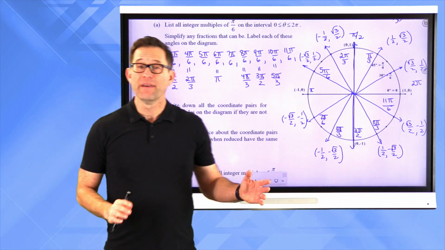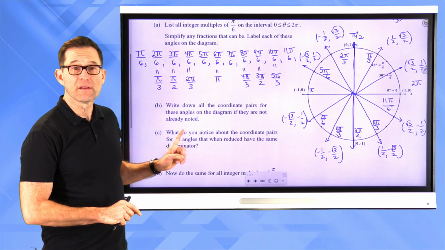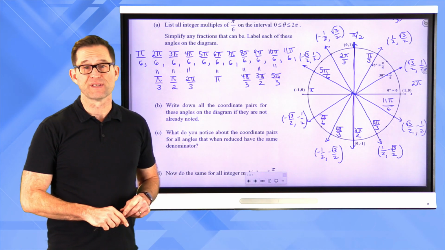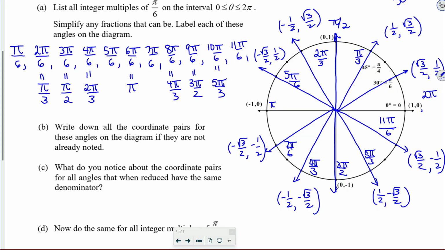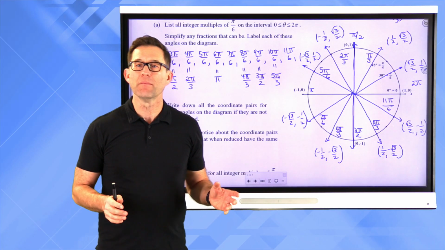Kind of great, right? Now, we've got these. Let's talk a little bit about letter C. What do you notice about the coordinate pairs for all angles that when reduced have the same denominator? All right, and here's what I mean by that, right?